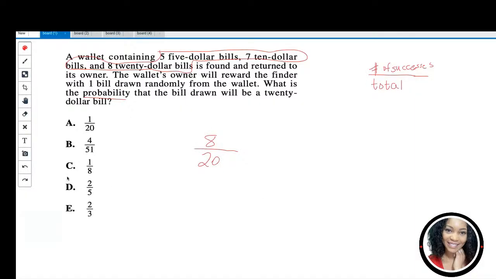And that means we have found the correct answer to the last ACT question of the day from last week, which is D, 2/5. 2/5, okay?